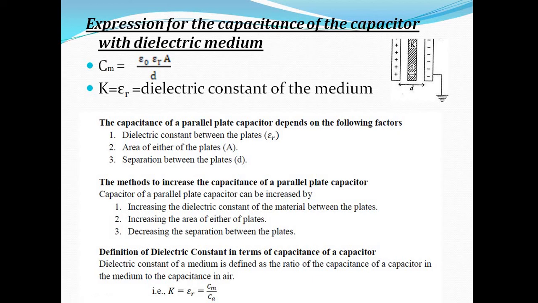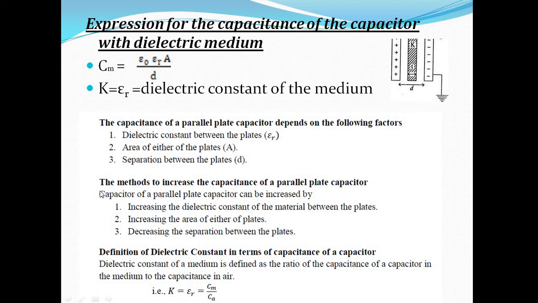Next, on what factors does the capacitance of the parallel plate capacitor depend? By looking at this expression itself, you can write the capacitance of the parallel plate capacitor C is equal to A epsilon naught divided by d. Of course, it depends on these factors. What is A? Area of the plates, d is the distance between the plates, and epsilon r, that is the dielectric constant between the plates.